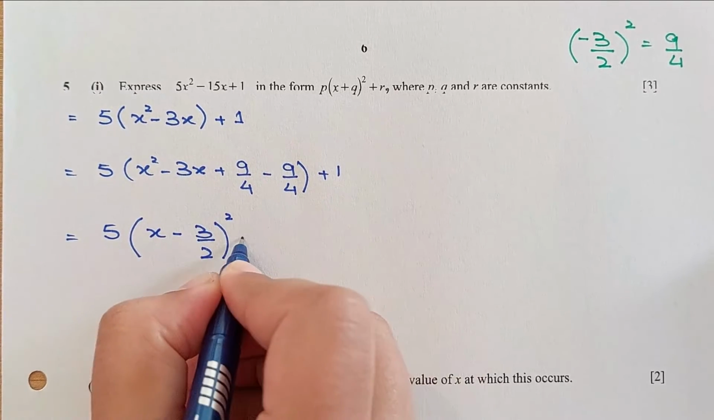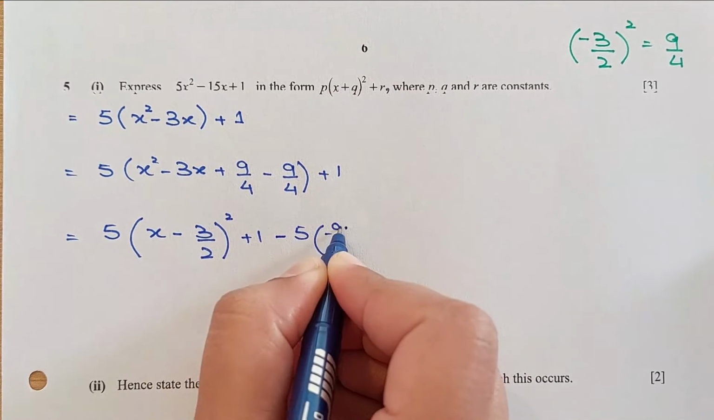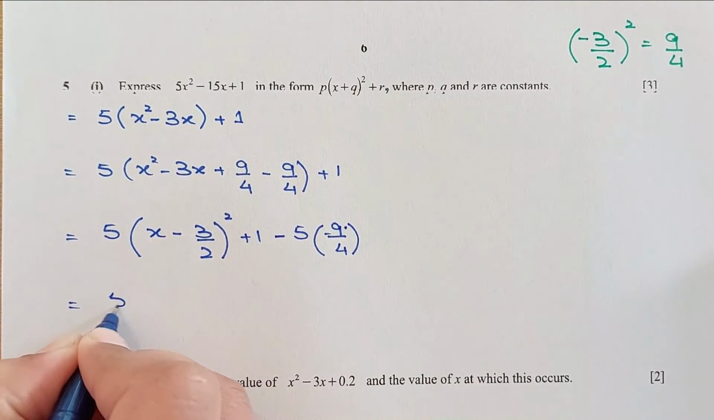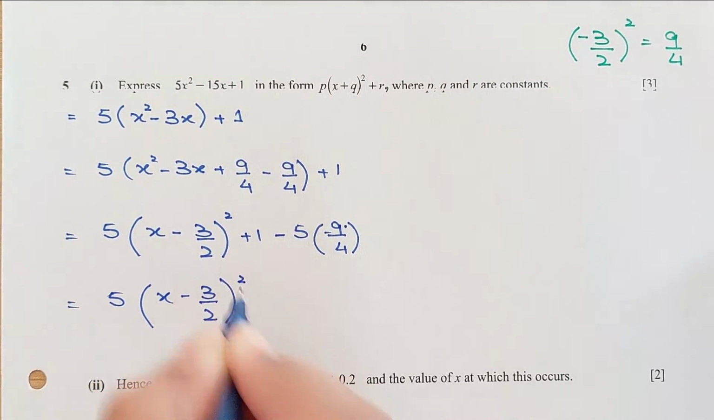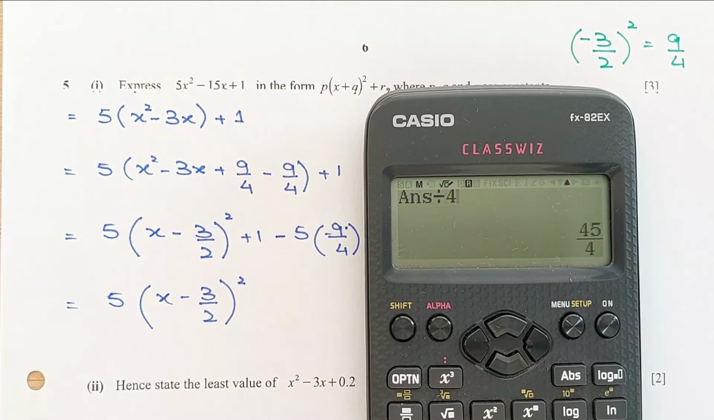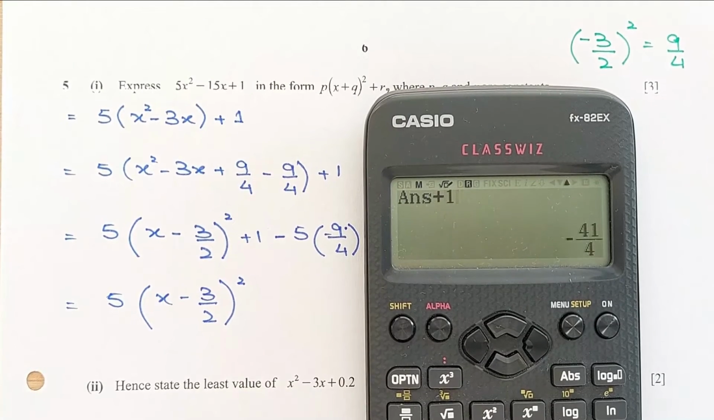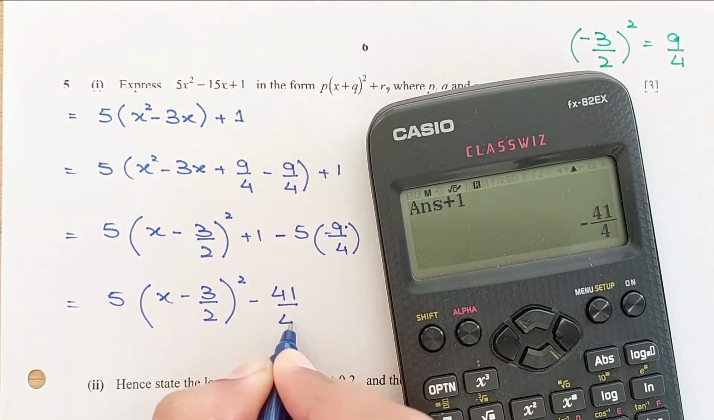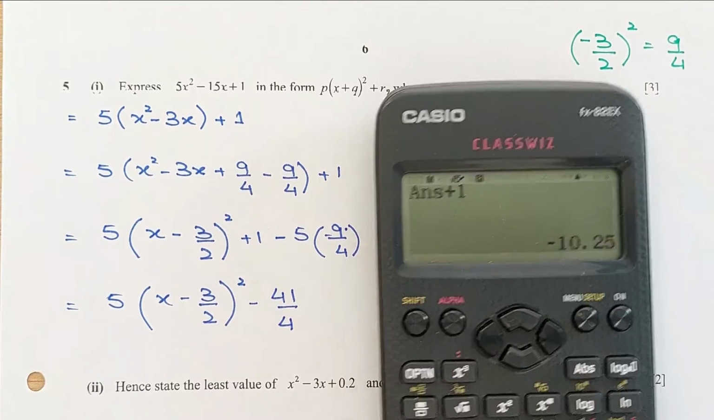Now plus 1 is as it is, and 5 is multiplying with this expression. So 5 into x minus 3 by 2 whole square. Okay, so 9 times 5 divided by 4, times minus 1, and add 1. So this is minus 41 by 4. Right. So if I do it in decimals, this is minus 10.25.